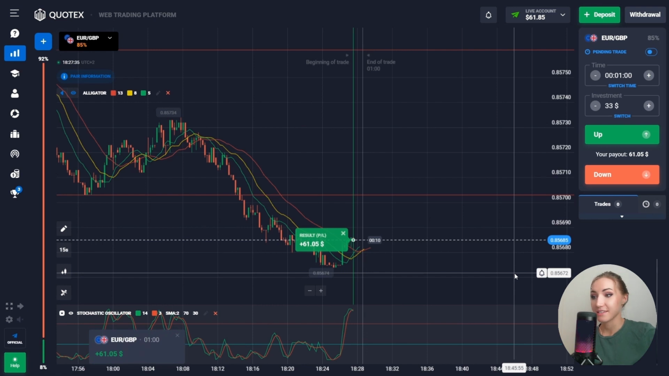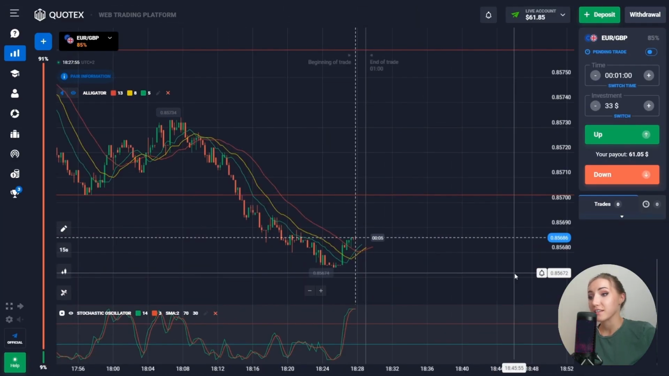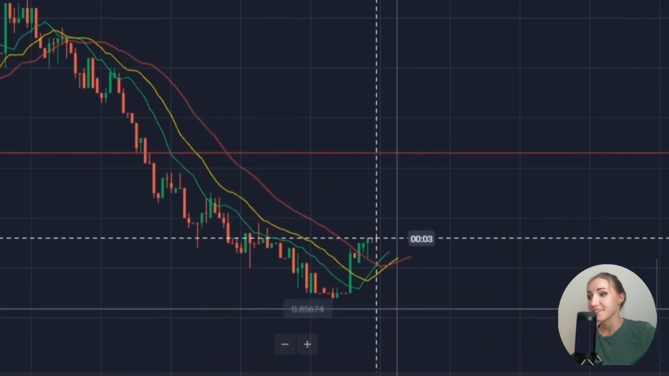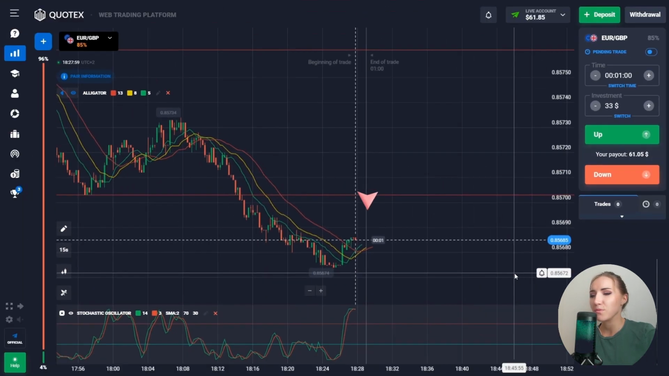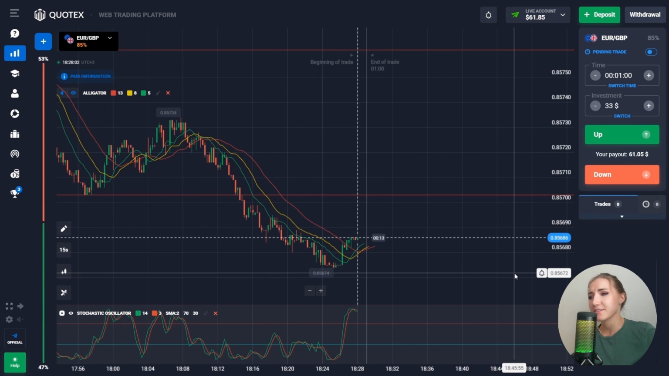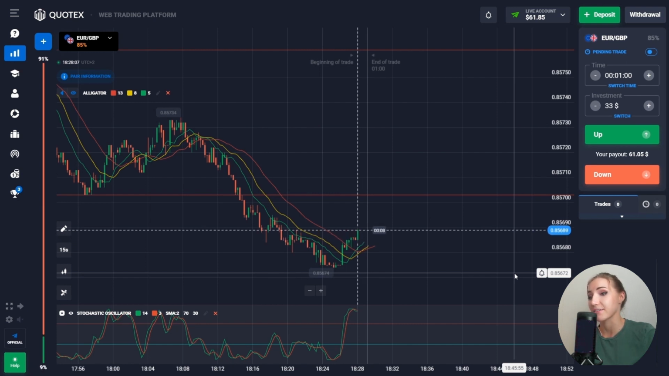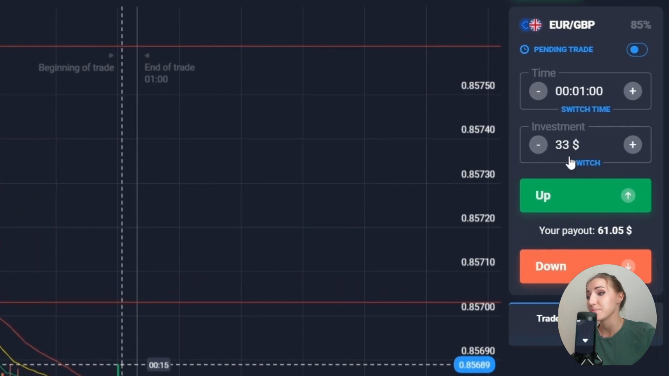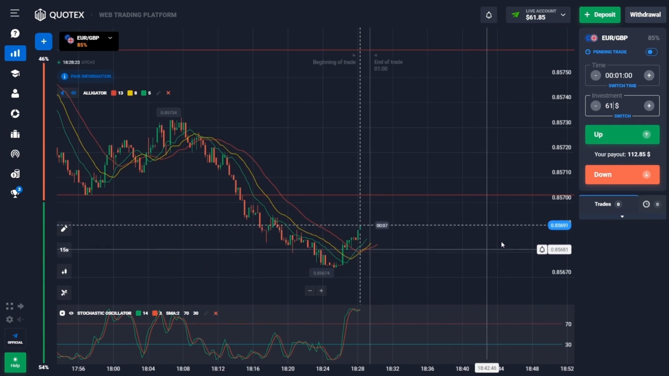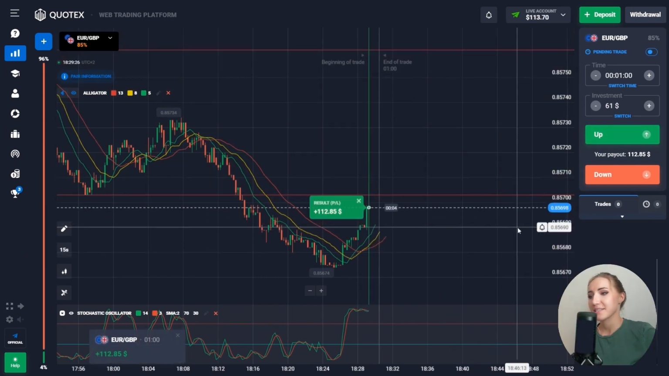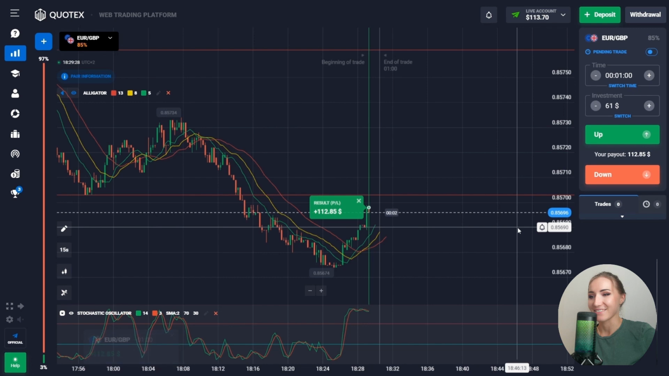Well, here we can see that the indicators give us a good signal of the entry point, even though we were trading against the trend movement. So the price has been moving higher. On the alligator display, moving averages have intersected and the stochastic lines are moving in the top zone. I think the price is going to test the broken support level, which has now become the resistance level. So I'm opening a trade up, $61 for 1 minute. So here the price moved up and I got my profit again.